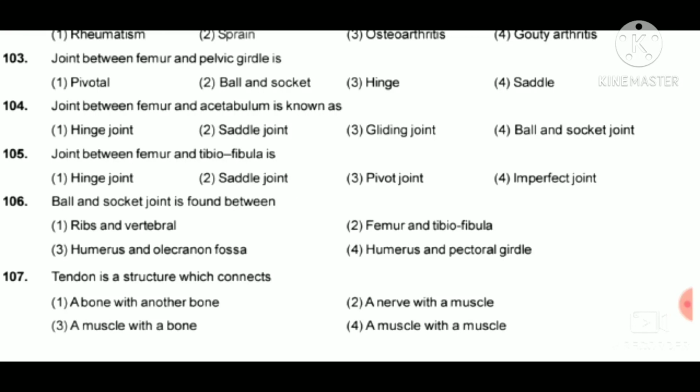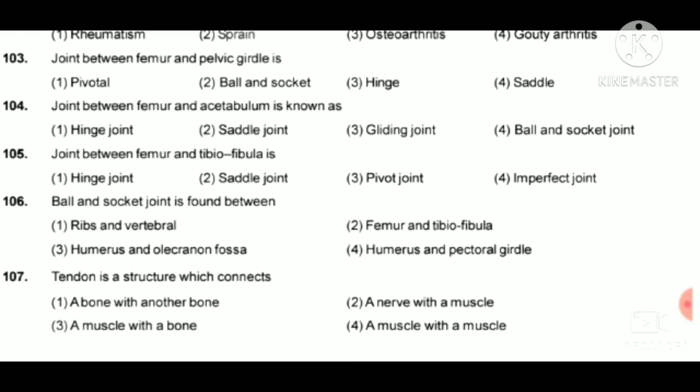Next is question number 106. Ball and socket joint is found between number 1 ribs and vertebrae, number 2 femur and tibia fibula, number 3 humerus and olecranon fossa, number 4 humerus and pectoral girdle. And the answer is option number 4, humerus and pectoral girdle.